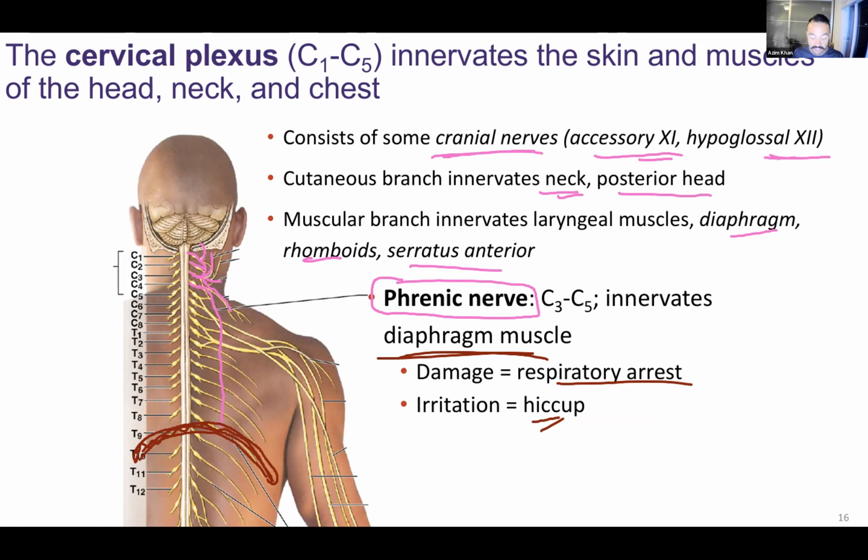Phrenic nerve is a nerve that branches from the cervical plexus. Combination of C3 to C5 spinal nerves that form this nerve. Let me actually trace that. So how this makes sense. How does it come from C3 to C5? C3 is right here, C4 is right here, here's C5. They branch together and then form the phrenic nerve. Here.